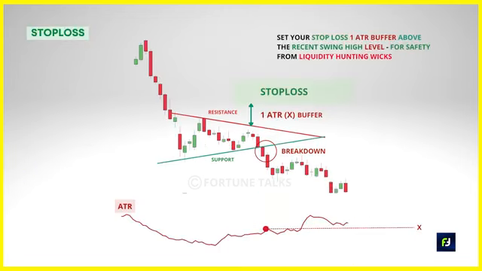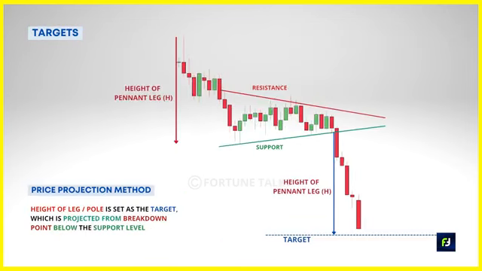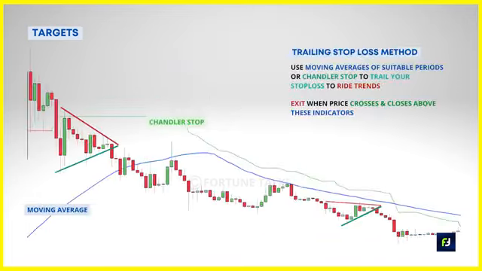Now the stop loss can be kept above the swing high level of the pennant, and providing a 1 ATR buffer above the swing high can deal with the unexpected overshoots and stop loss hunting. The target can be set using the price projection method, where the length of the leg is projected below the breakdown point, or you can adopt the trailing stop loss method by making use of suitable moving averages when you are planning to ride the trend, and you only exit when the price closes above the moving average.